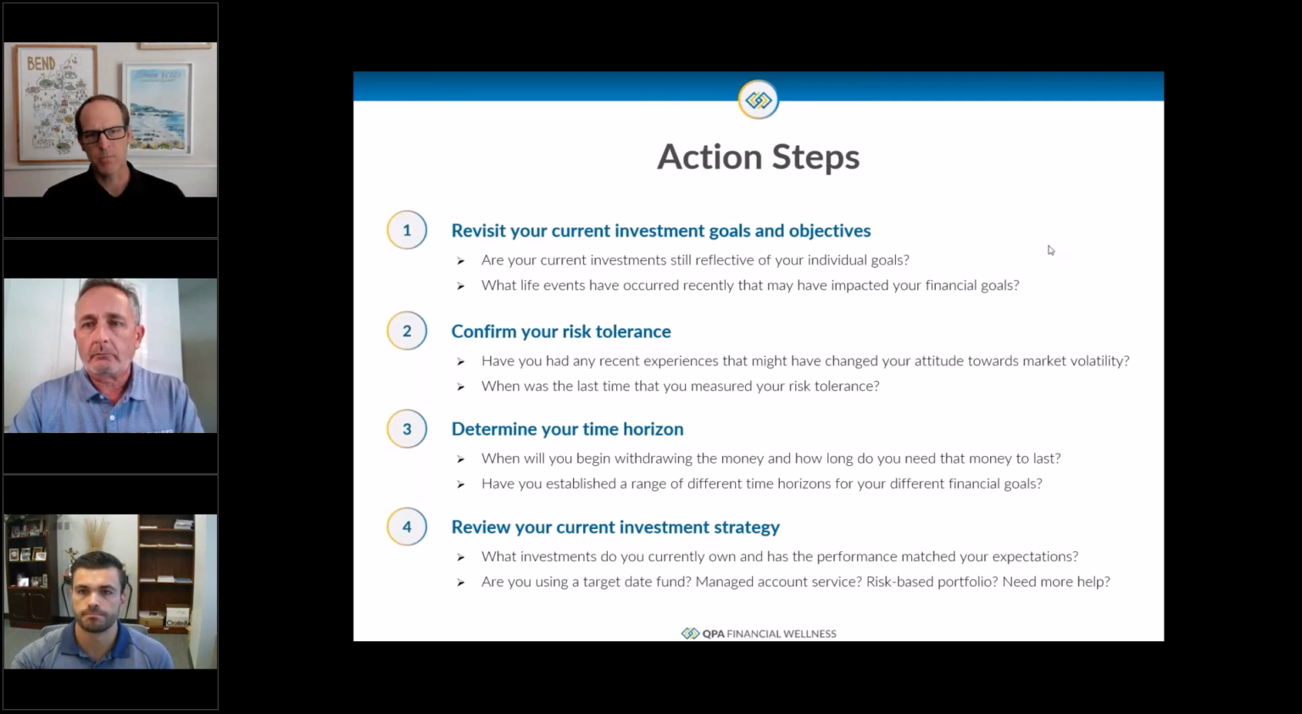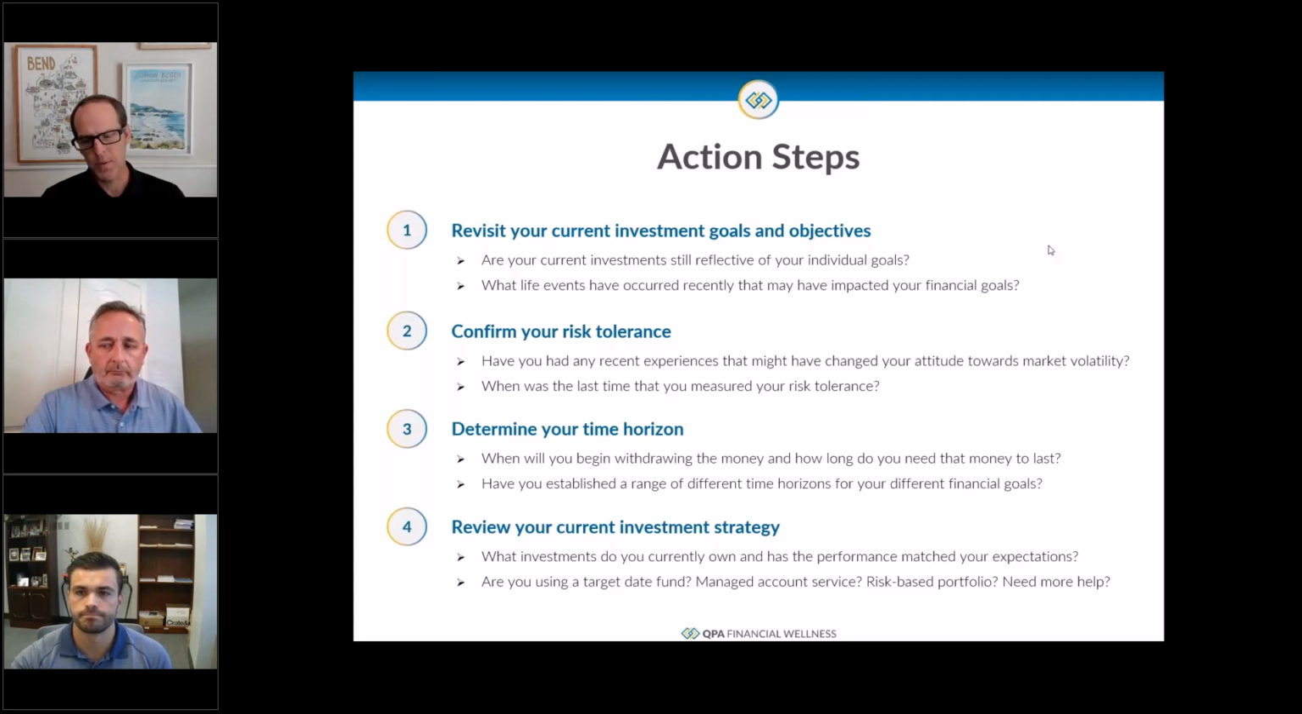Now, moving into step 3, this is where you determine your time horizon. And you're basically asking yourself, when are you going to begin withdrawing the money, or how long do you need that money to last, right? When do you need it? How long do you need it for? And again, depending upon the goal, you may have a different answer with that investment approach that you take. And you can have different time horizons for different goals that you've set for yourself, and obviously different investment strategies.